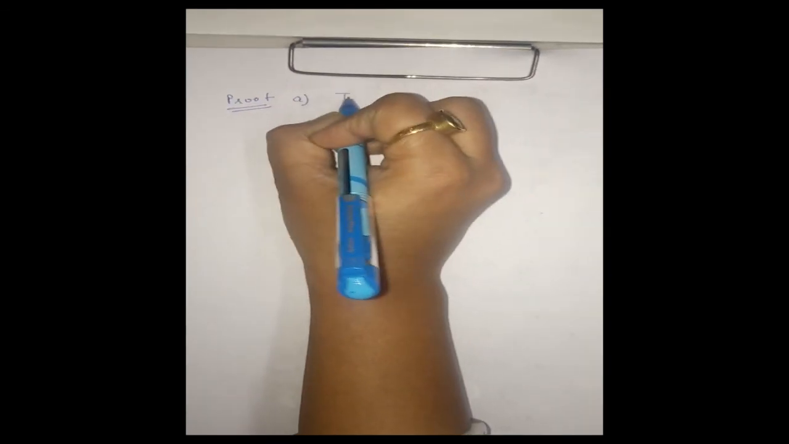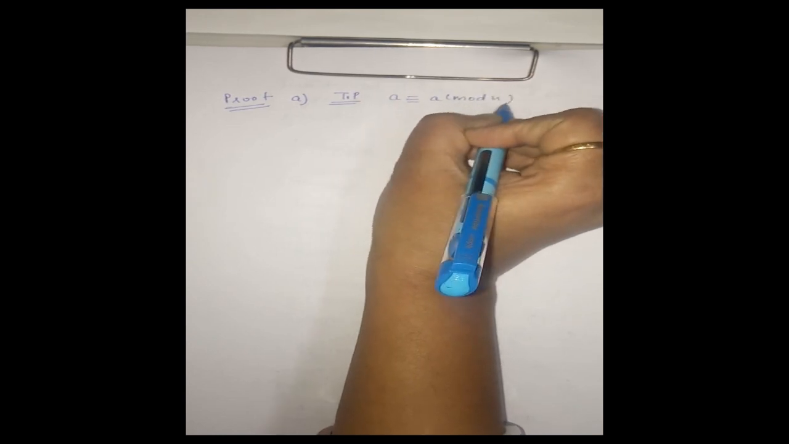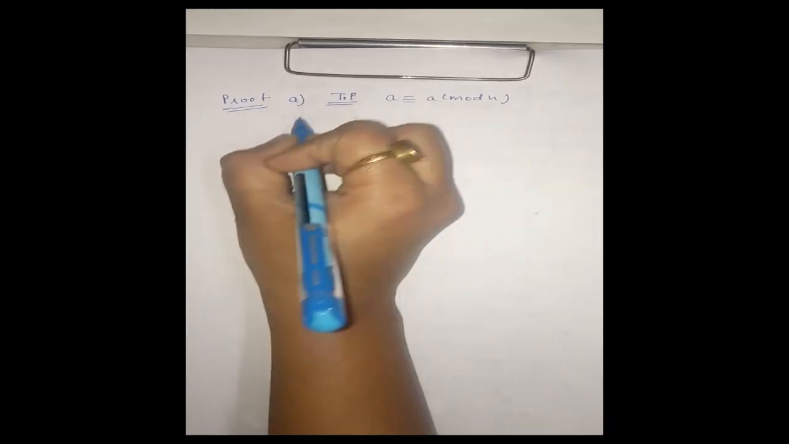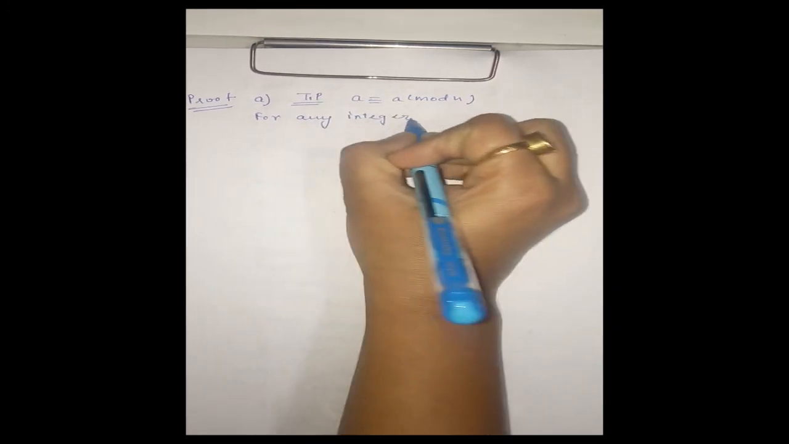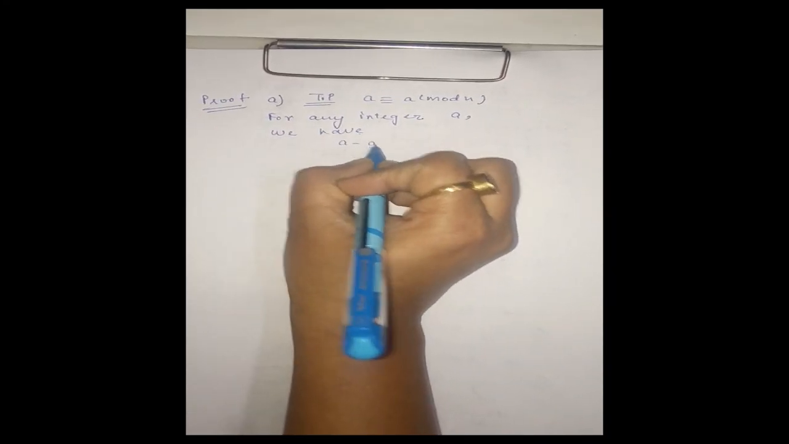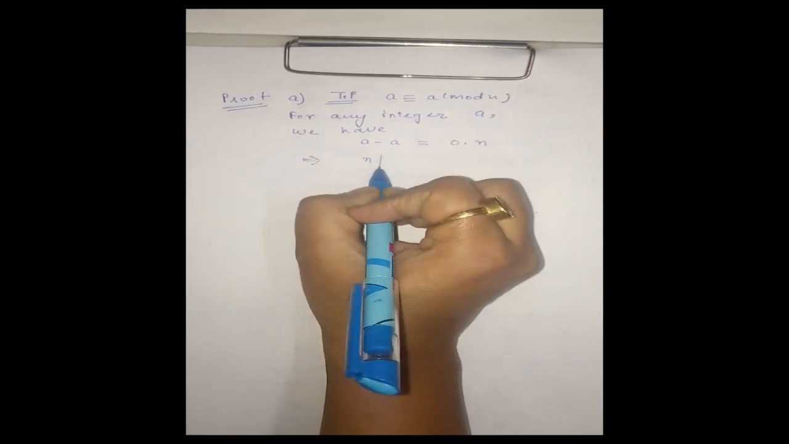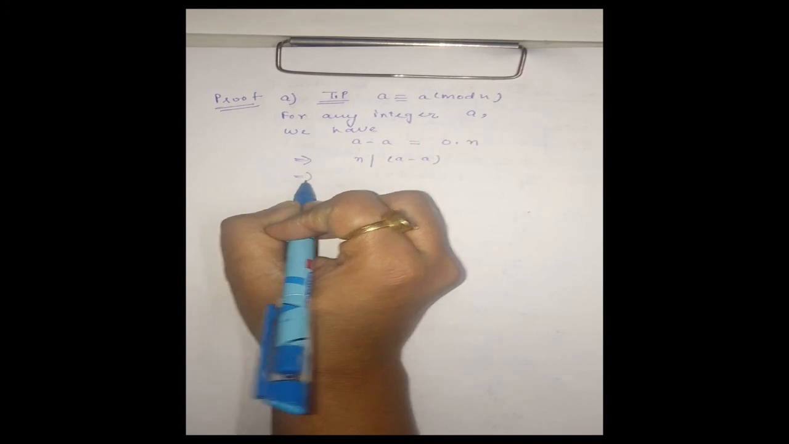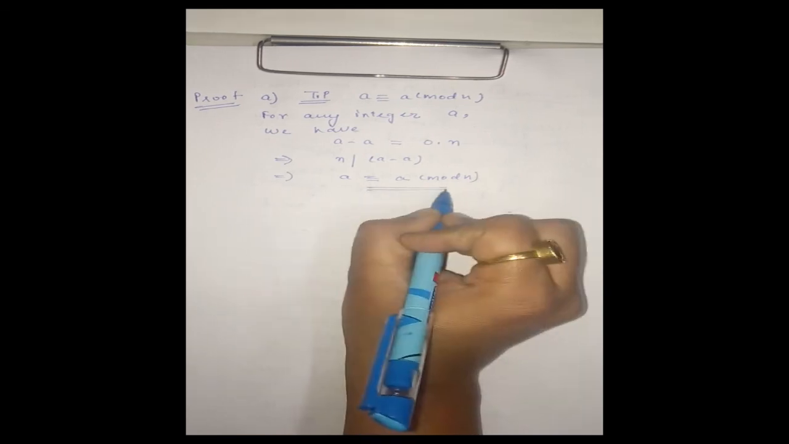First we have to prove a is congruent to a modulo n. Now here for any integer a, we have a minus a which is 0. We can write this as 0 into n for any integer. This implies n divides a minus a and this will imply a is congruent to a modulo n. This is the reflexive property. Okay. Clear?